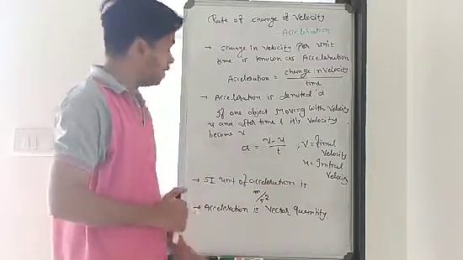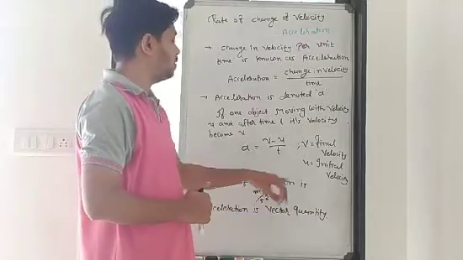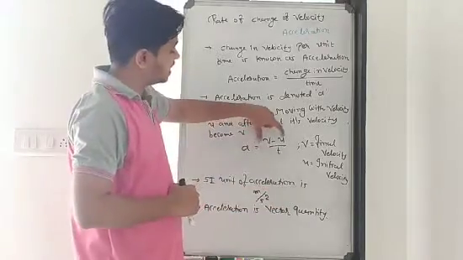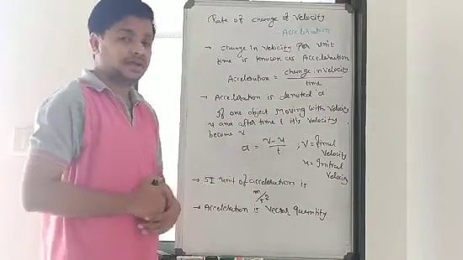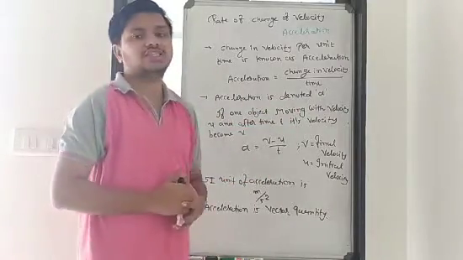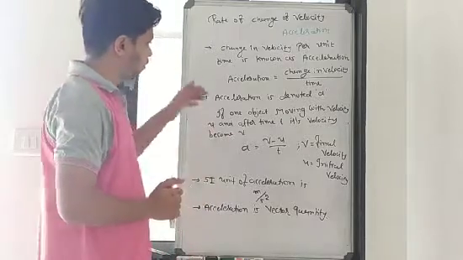T is time, right? SI unit of acceleration is meter per second square. Meter per second for the velocity and another second is a denominator for the time. And acceleration is a vector quantity. Watch it.